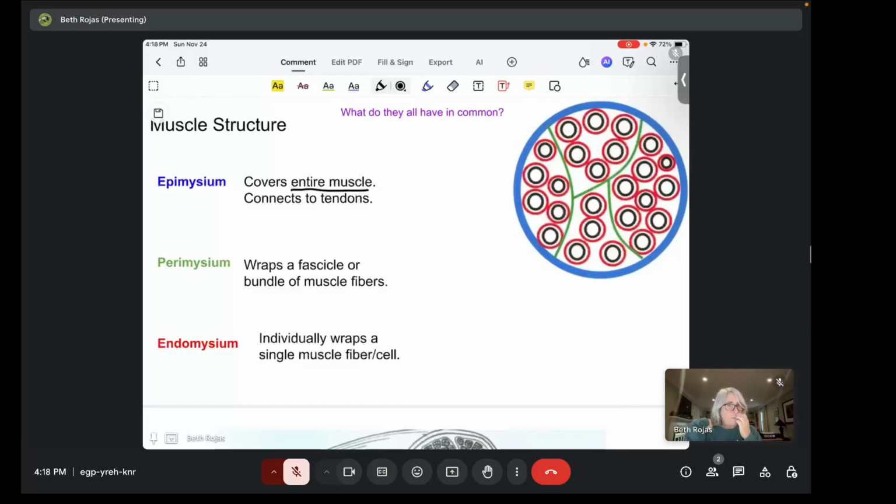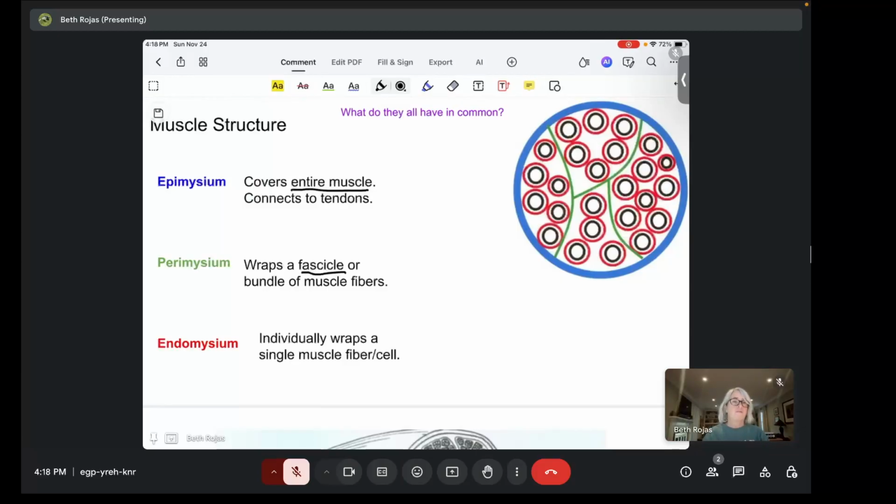The perimysium, now we're starting to get inner wrapping, so that's in green on this diagram here. And it's a weird word, but it's called a fascicle, and that you need to know. There's a lot of vocabulary in this unit. The perimysium wraps that bundle, and it's called a fascicle.